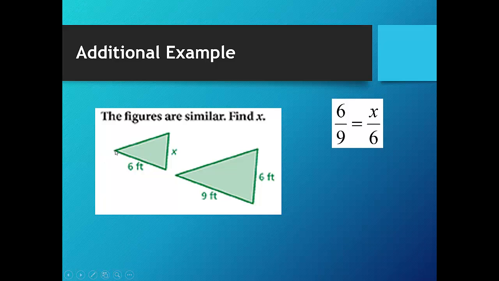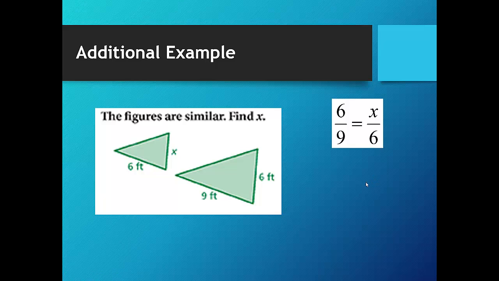So in the small triangle, we'd have 6 feet, and the side that would correspond in the large triangle would be 9 feet. So we have 6 over 9. And then for the small triangle, we have X, and the side that would correspond in the larger triangle would be 6. So that would be equal to X over 6. Notice that the top of each one is our small triangle, and the bottom of each one was our large triangle.